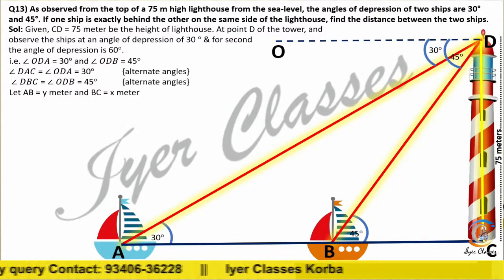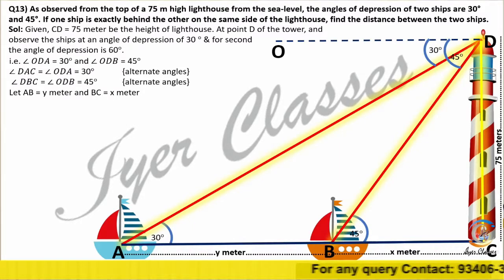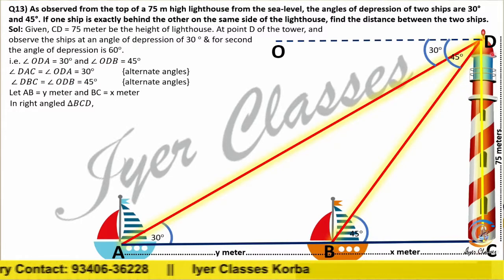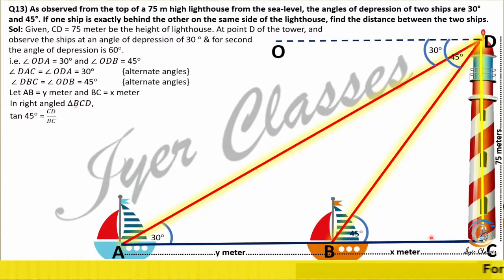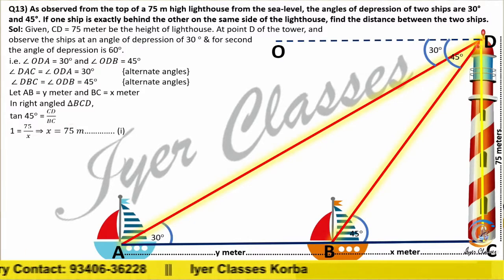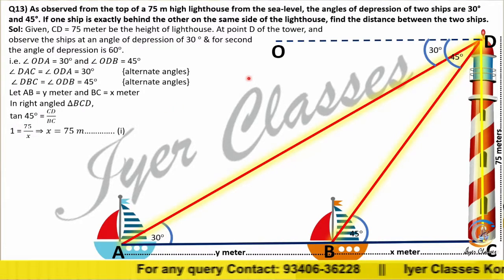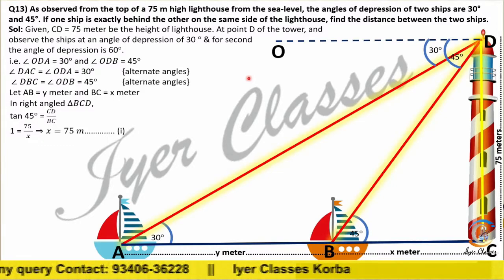Let us consider that AB is equal to y meters here, and the distance BC is also not known. Mark it as x. Consider the triangle BCD now. In this triangle, you know that tan 45 is equal to perpendicular by base, that is CD by BC. Okay, tan 45 you know? Yes, that is equal to 1. CD, we are already given the height of the tower is 75 meters. So, you put it as 75 divided by x. Cross multiply and get the value of x is equal to 75 meters. Now you know the distance BC, right?